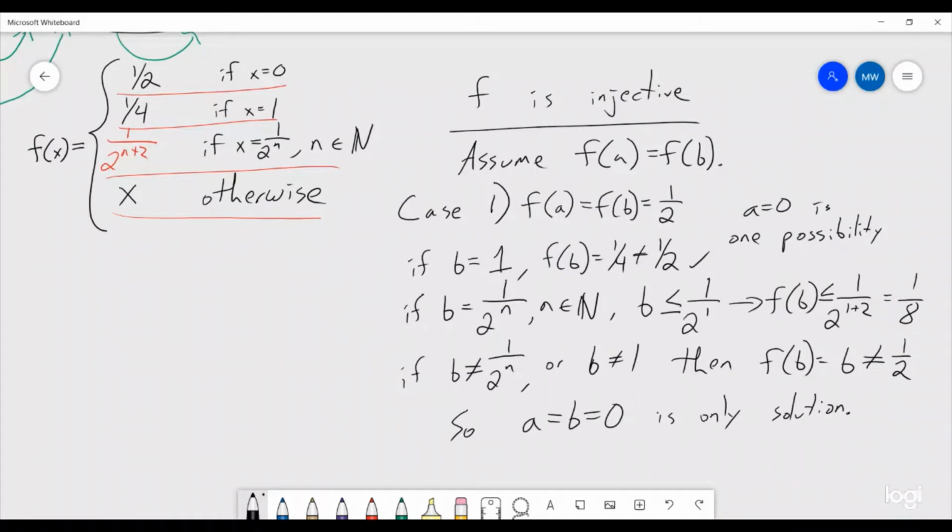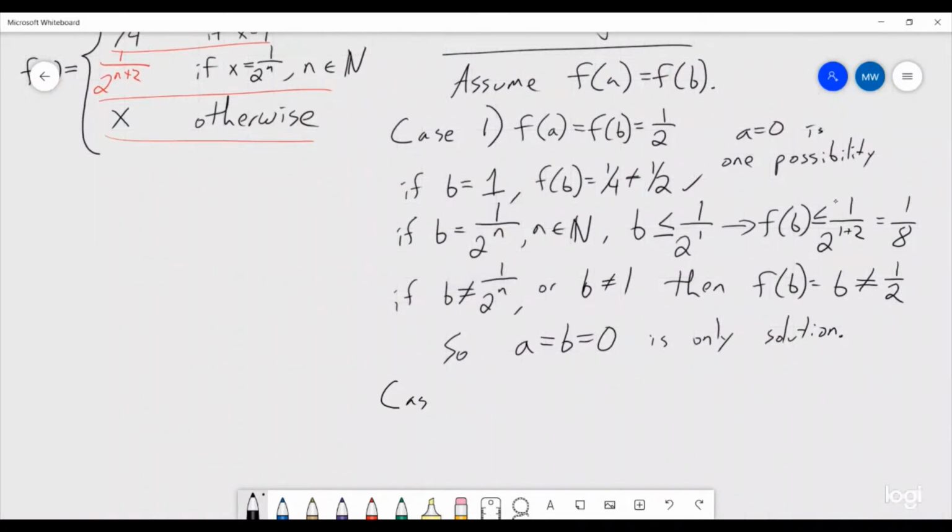Case 2, we are going to do f of a equals f of b equals 1/4. Then you would just go through the other three as we just did, showing how that's the only way for us to get that specific output. So case 2 is going to be pretty much the same. Case 3 is going to be the third case. And then case 4, f of x equals x, that's very easy to show is injective for those situations. So yeah. Okay, and then how would we show that it's surjective?